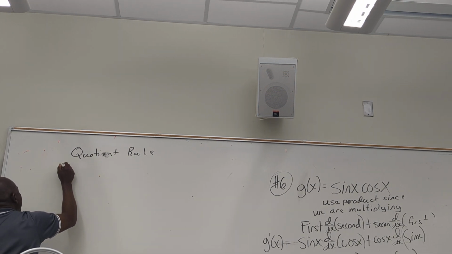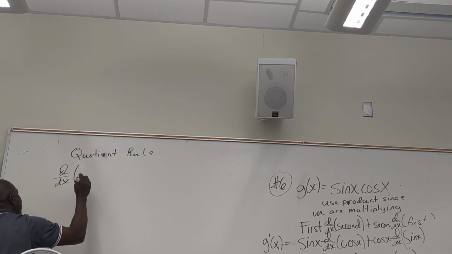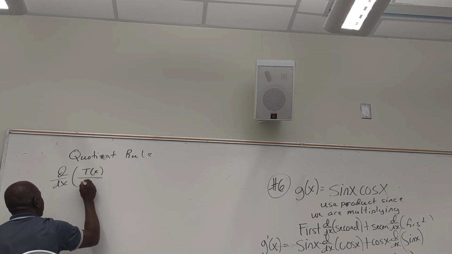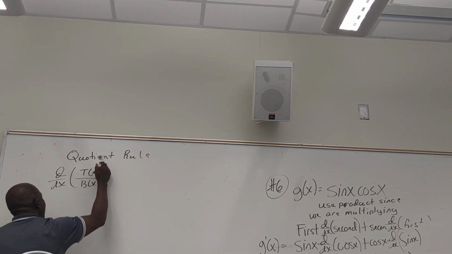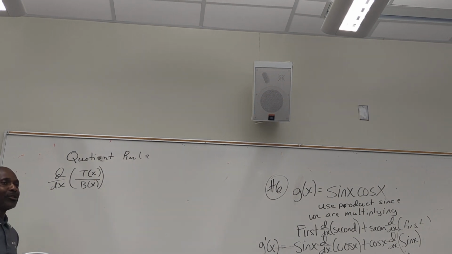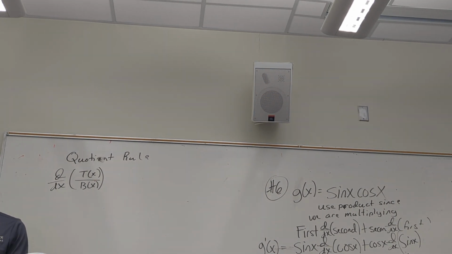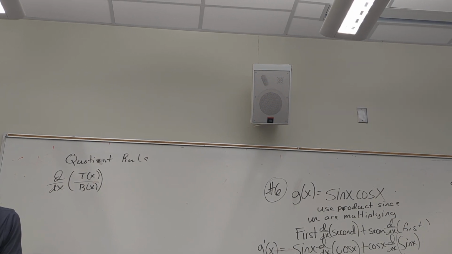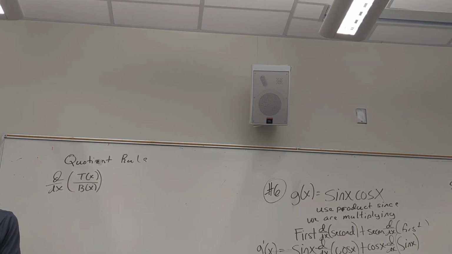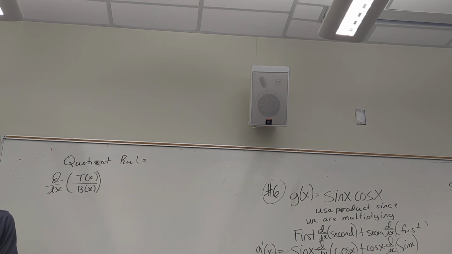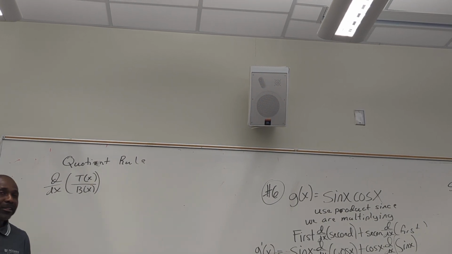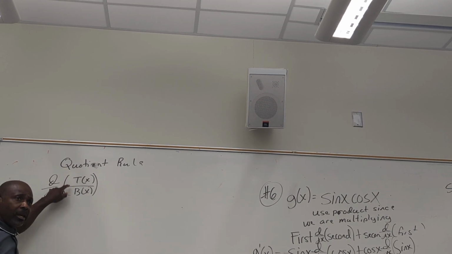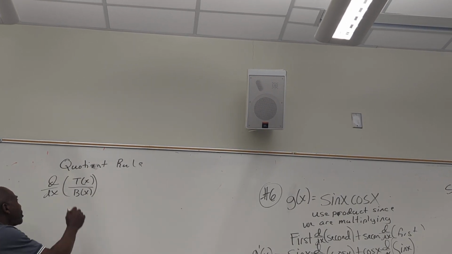And that's when you have the derivative of, I'm going to do it this way, T of x all over B of x. What do you think T stands for? Top. Very good. And the B? Bottom. Very good. You got a top, you got a bottom. I don't care if you call it numerator and denominator.